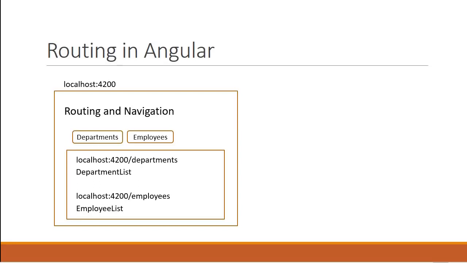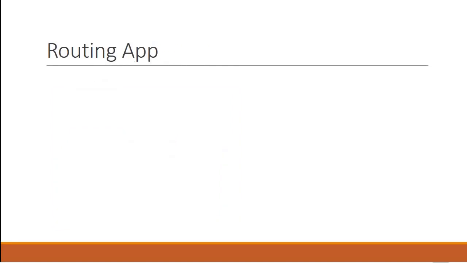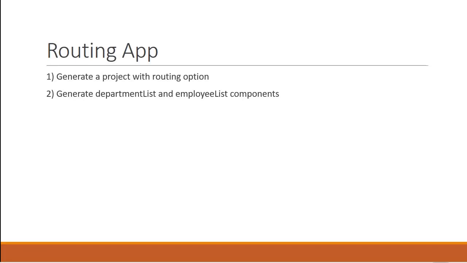Now to implement this requirement, here are the steps. First, we generate a new project using Angular CLI with the routing option. Second step, we generate the department list component and employee list component. These are the components we want to display in the view. Third step, we configure the routes for our application. This will allow us to navigate to the routes from the URL. Fourth step, we add buttons and use directives to navigate to the configured routes.